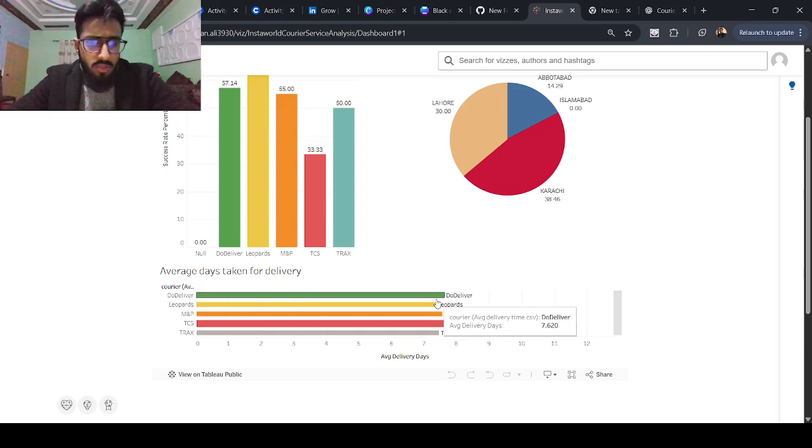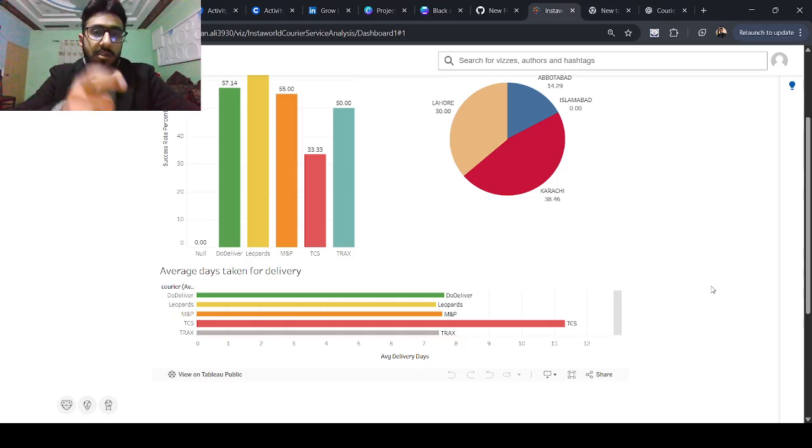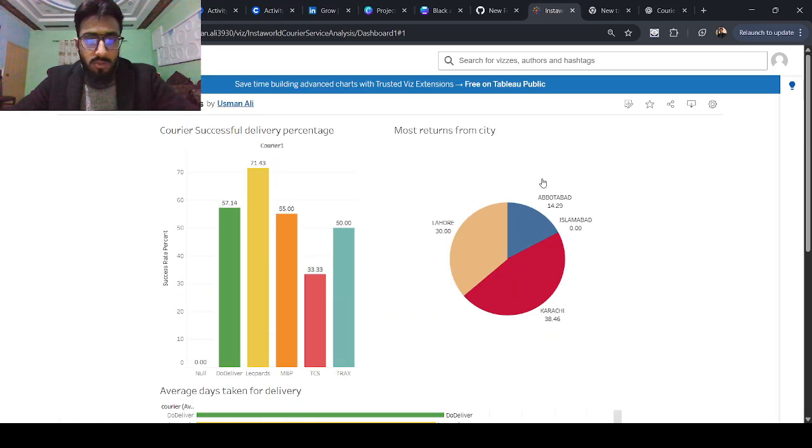So Leopards do deliver as fast as MNP and Trax. They are almost closer, so there isn't much difference. But we can see that TCS is not the one to go to when we need to deliver something fast. Now this is of course in terms of the contract with the specific courier service in Instaworld that uses third parties, such as TCS, Leopard, MNP, and so on, right? So this was the basic dashboard that I created.